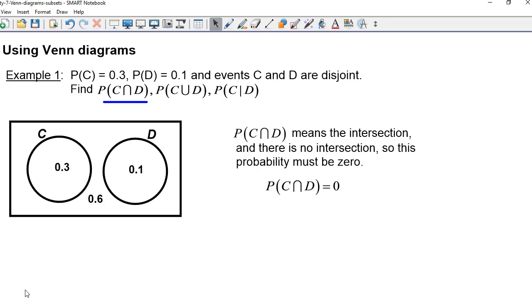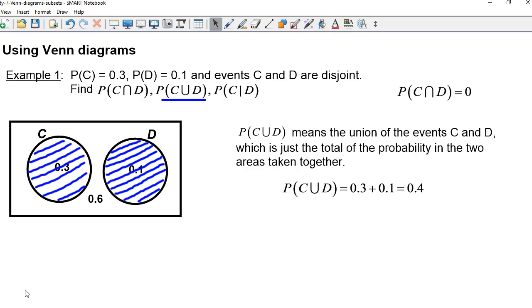Okay, so let's use our Venn diagram now to compute some probabilities. So the probability of C and D is the intersection, and there is no intersection here, so that probability simply must be 0. From inspection from the diagram, there's no overlap. That means the probability, the and probability, is 0.